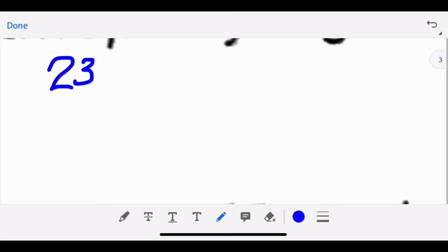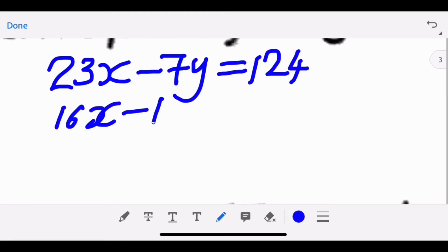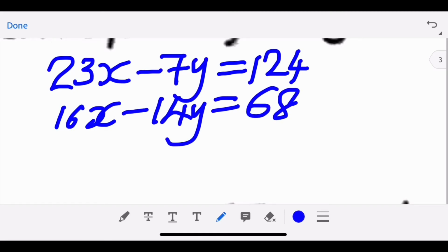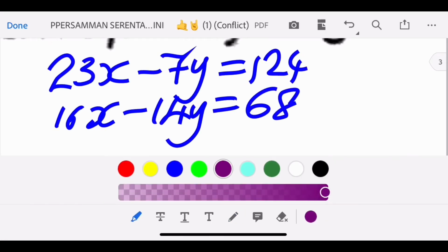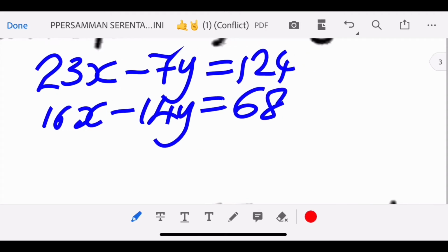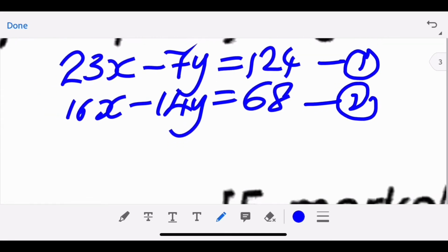23x minus 7y is equal to 124. Remember minus, okay, 16x minus 14y is equal to 68. Okay, based on these two equations, now you need to solve for x and y. And the x and y represent the marks for the correct and the wrong one. Alright? Okay, now we have to choose whether we want to use elimination or substitution.